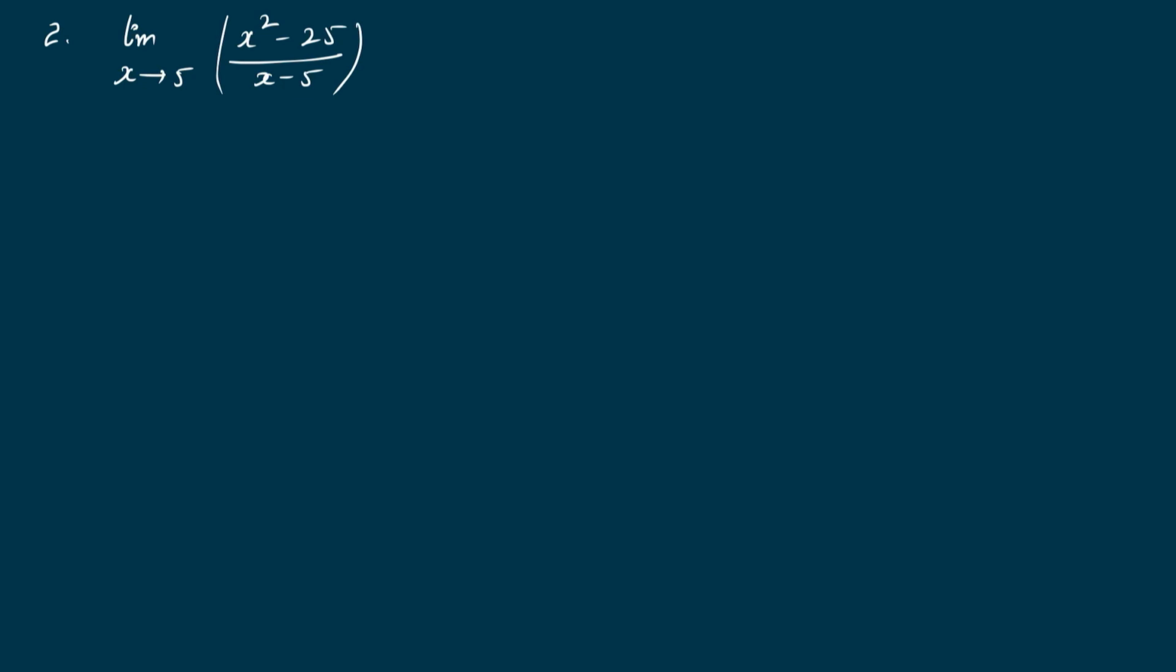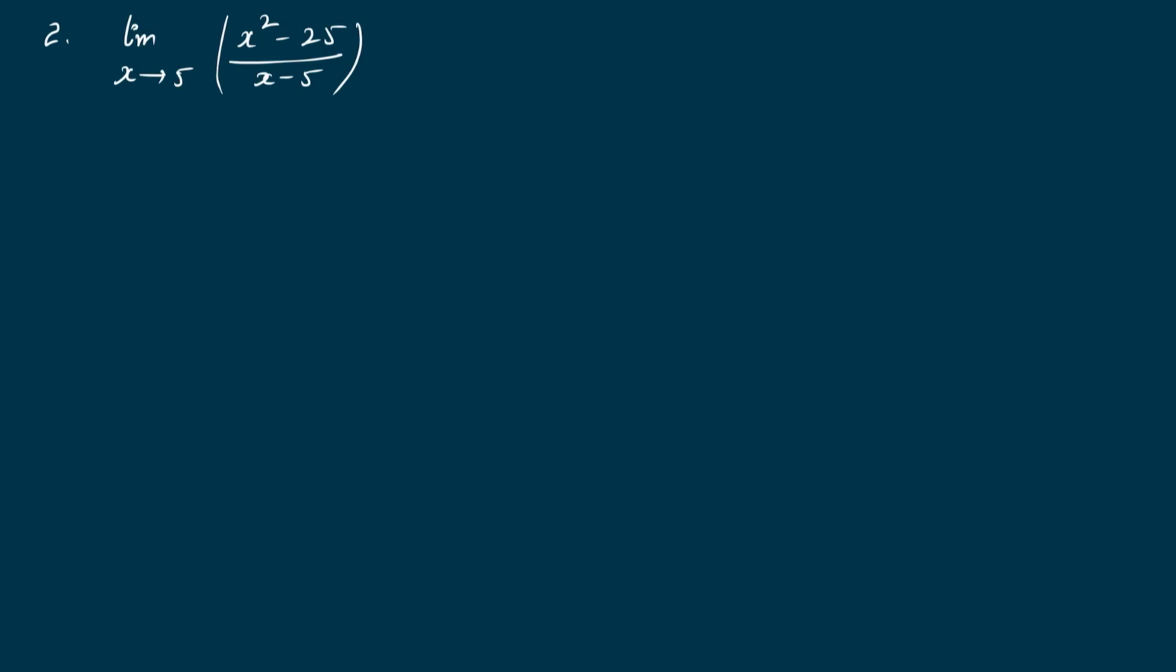Next, we have the question limit x tends to 5, x square minus 25 divided by x minus 5. Now here, if I try to put the value of x equals to 5 directly, then in the denominator 5 minus 5 will be 0, and in the numerator also it will be 5 square, that is 25 minus 25 equals to 0. So we will have 0 by 0, which is undefined. So we cannot put directly the value of x as 5. So how to do this?